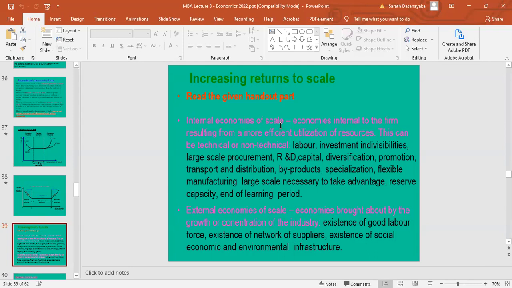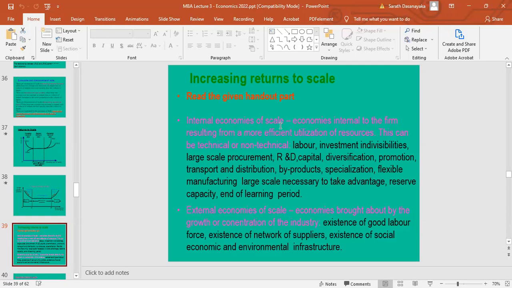Due to the R&D cost going down, the capital cost going down, the diversification cost going down, and on the promotion side, due to the transport and distribution efficiency, it can go down. Due to the byproduct, rather than a single product, you can diversify with the byproduct, then the cost is going down. Due to the specialization, you do the same thing day and night for years, then the cost is going down anyway. And the flexible manufacturing, large scale necessary to take the advantage, and the reserve capacity, and the end of the learning period, then you can see, due to all these things, the internal economies of scale.